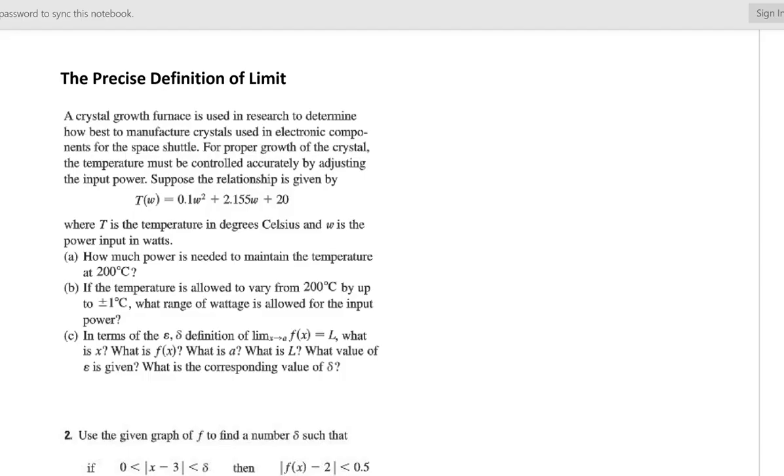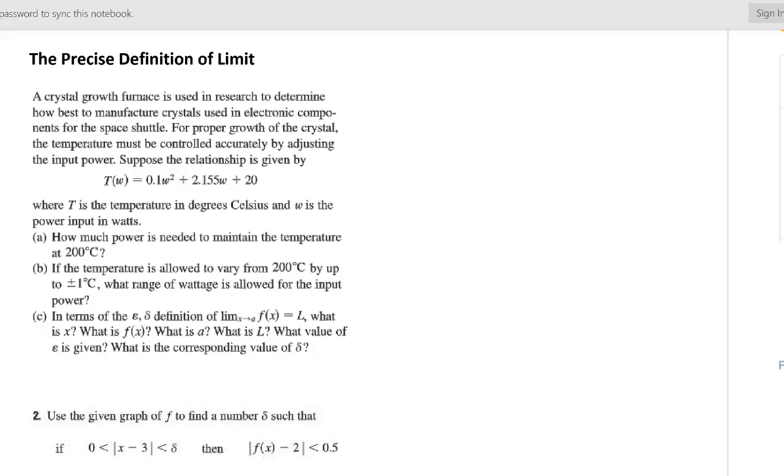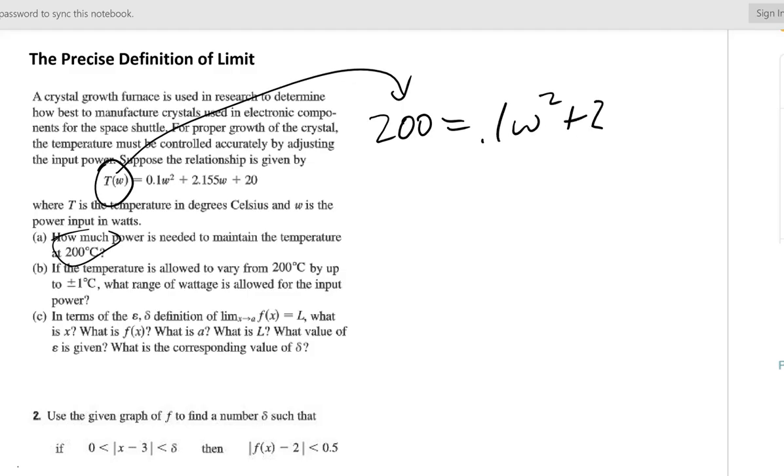So pause the video and read this example, and I will start working on it. So what we need to do is find how much power is needed to maintain the temperature at 200 degrees Celsius. So the temperature is 200, so I'm going to put 200 over here. It's 0.1 W squared plus 2.155 W plus 20.